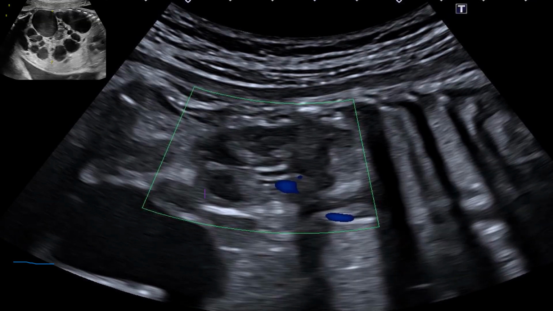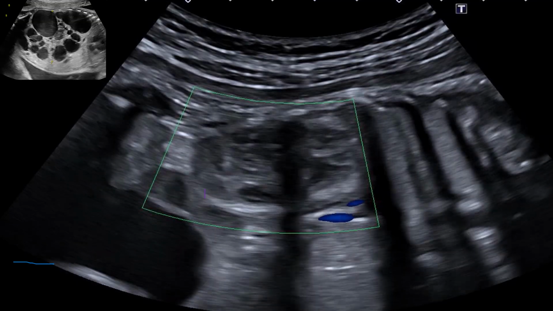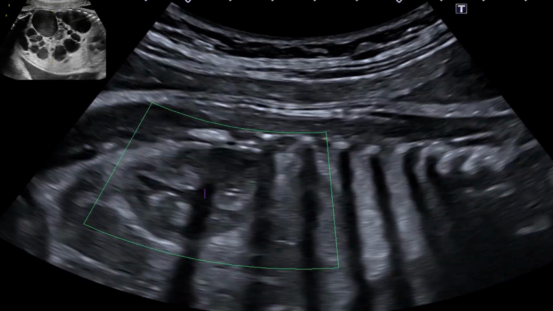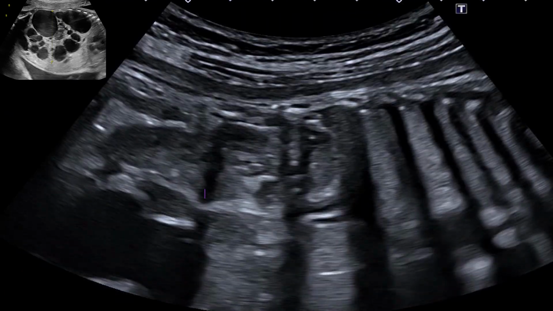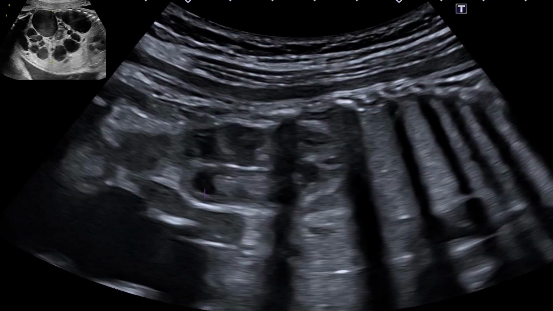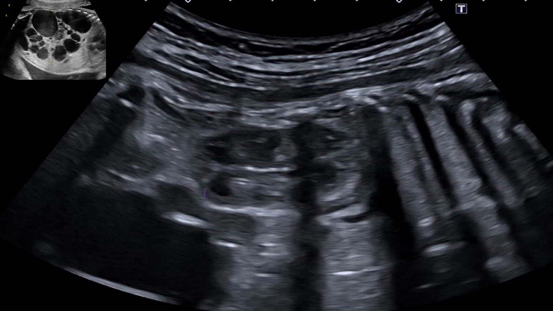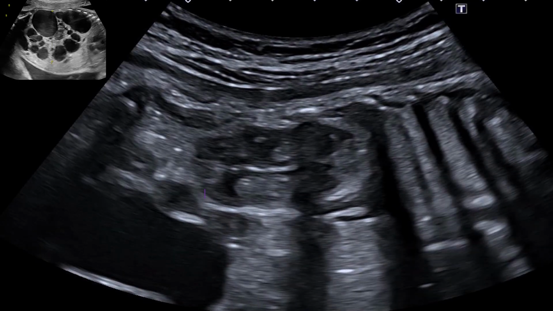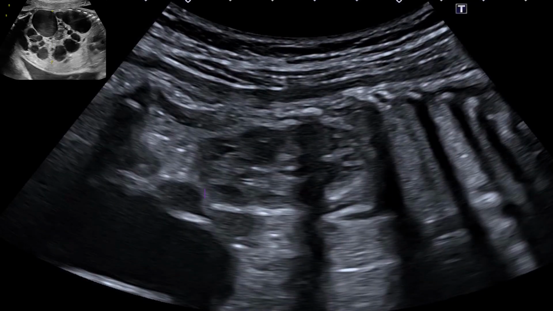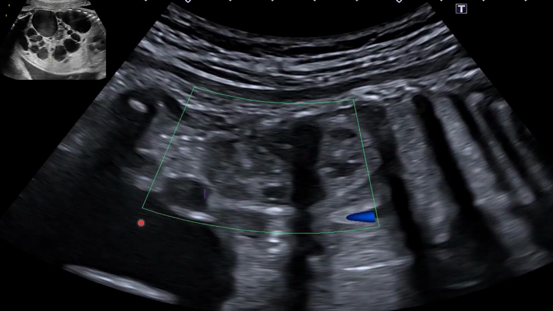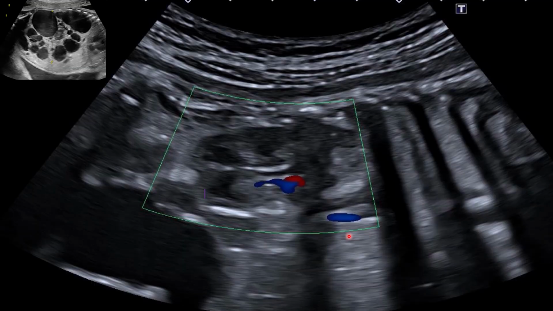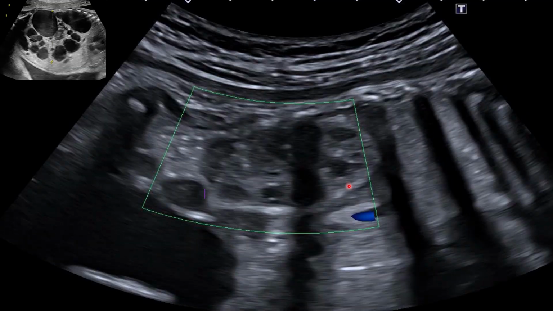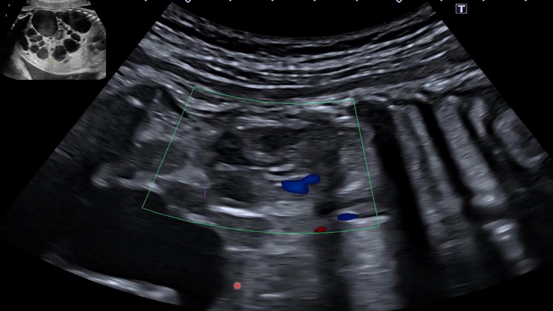You can see nicely the kidneys are normal size, both of them, and they look excellent, well differentiated. Normal echogenicity, they are not echogenic. You can see them nicely demonstrated. Then there is the urinary bladder there. You can see the kidney nicely there. Well optimized image.